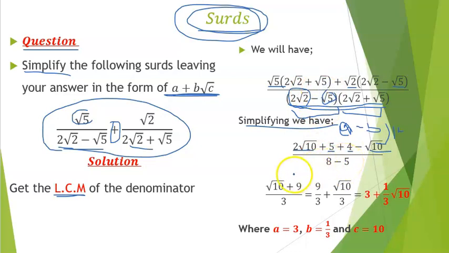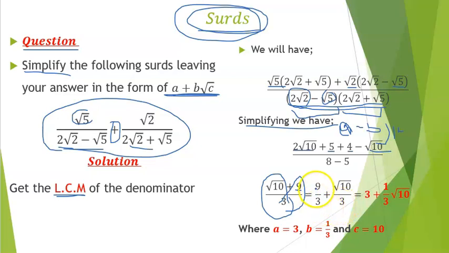Once you know that, you can actually simplify this. That means 2 root 10 minus root 10 is root 10, and then 5 plus 4 is 9, over 3, since 8 minus 5 is 3. Now we can spread out these 3 like this. So we are going to have 9 over 3, and the same for root 10 over 3.